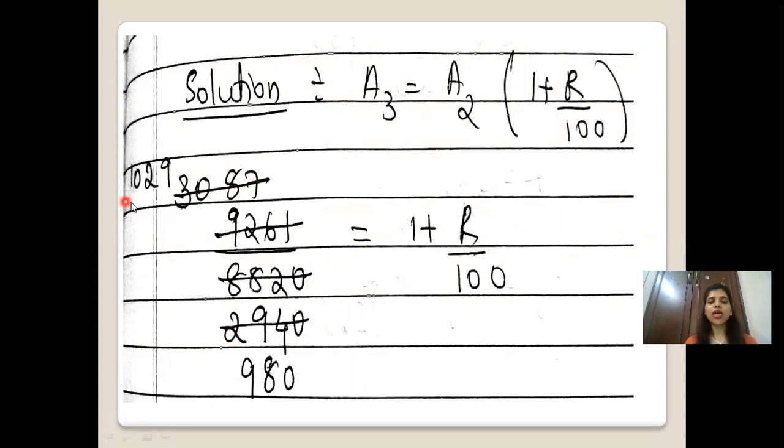So 3 ones are 3, 0 will remain 0. 3 twos are 6, 2 carry over, 3 nines are 27. Then 3 nines are 27, 1 carry over. 3 nines are 27, 2 carry over, 3 eights are 24 and 0. So now you finally get 1029 and 980. So you can further simplify it.